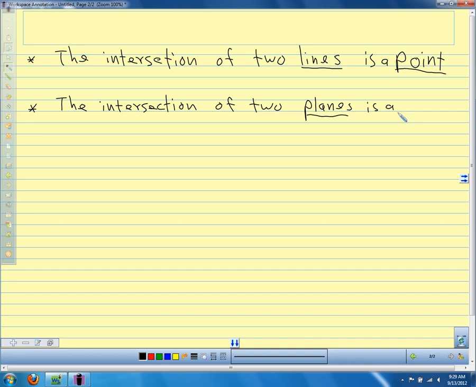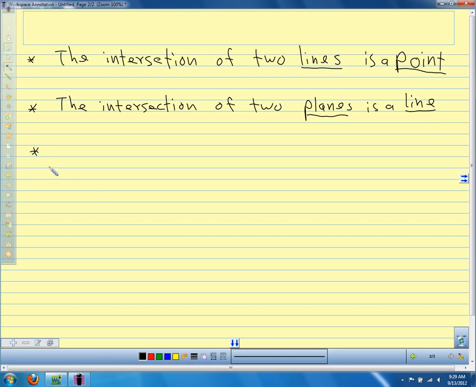So like the corner of the room, the intersection of two planes is a line. So that's our second postulate about intersections. If two planes come together, they meet in a line.